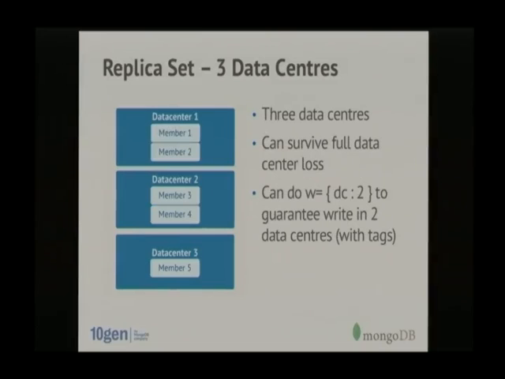And this example here is with 3 data centers. So basically, you can survive a full data center loss in this scenario. Each of the data centers has enough nodes to be able to maintain a quorum, as long as any 2 data centers are up. And you can add a write concern here. So you can say write concern to 2 data centers to guarantee that data has been written to at least 2 data centers.